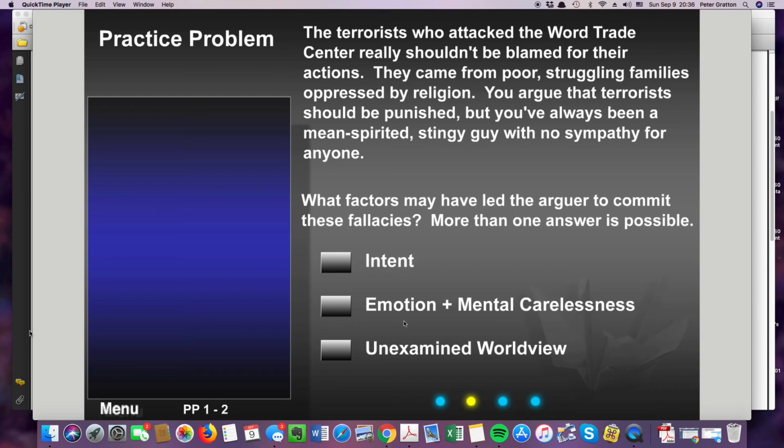So what may have led the arguer to commit these fallacies? More than one answer is possible. There is intent. This person does have something to gain, which is getting some sleep. The arguer wants Bob to say he'll get surgery to stop the snoring. Okay? We don't need to pick another answer. I think that is enough of one.